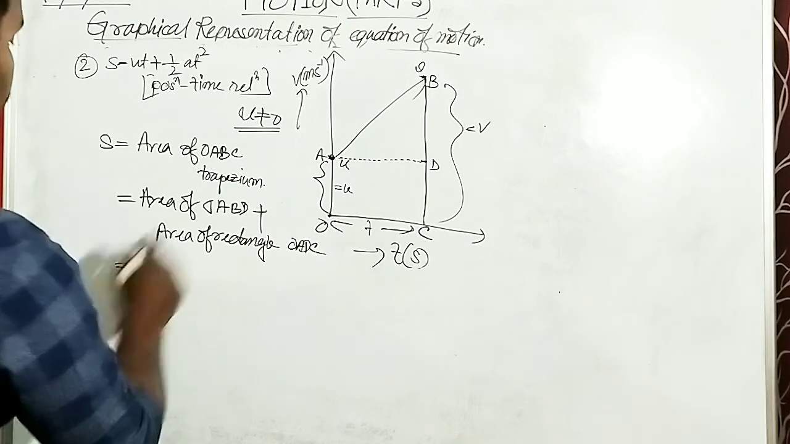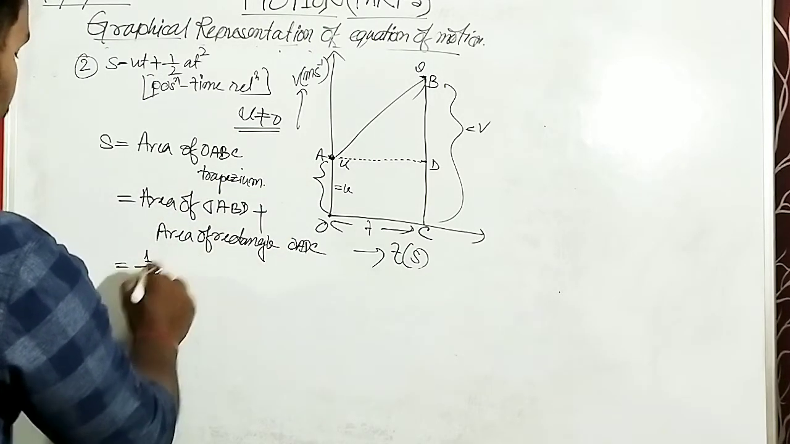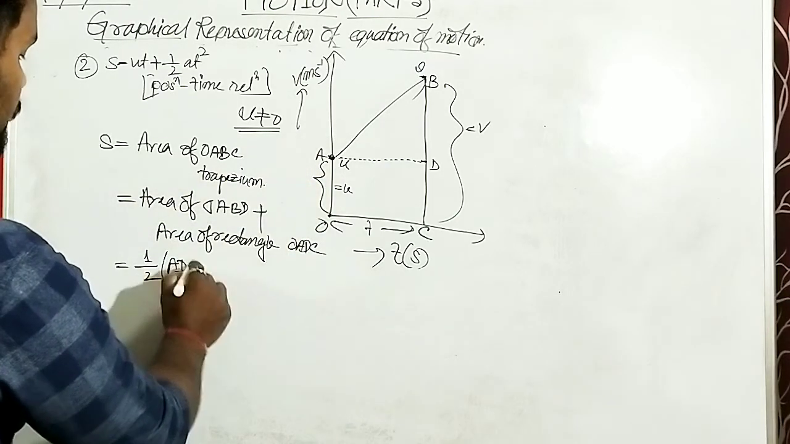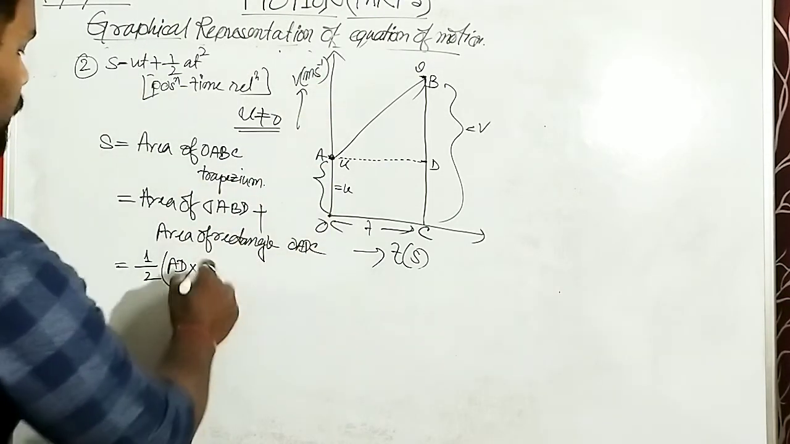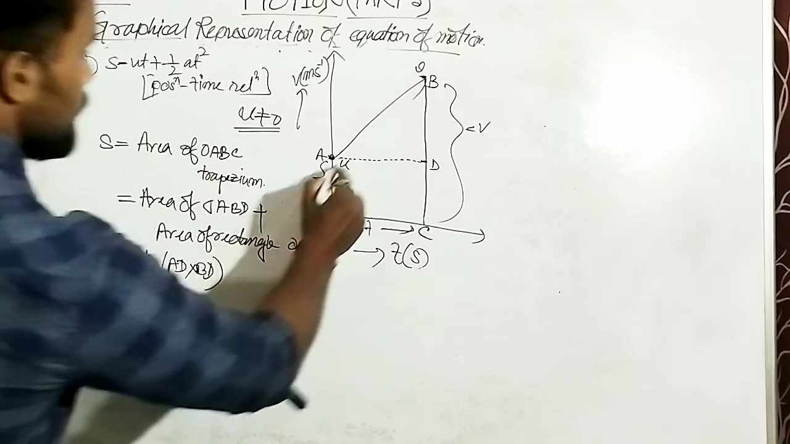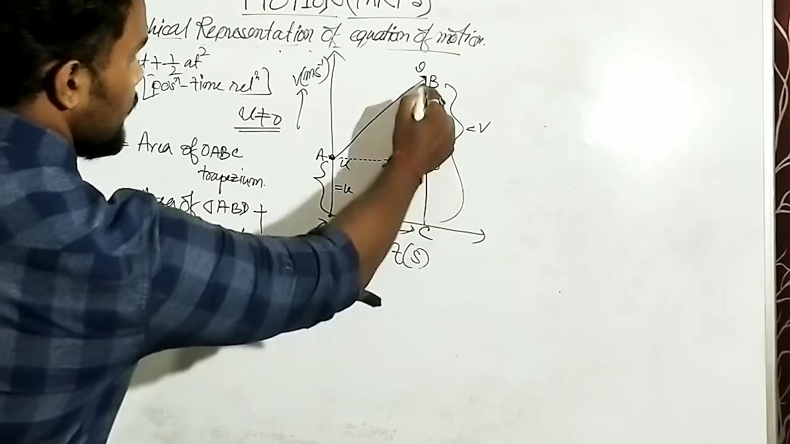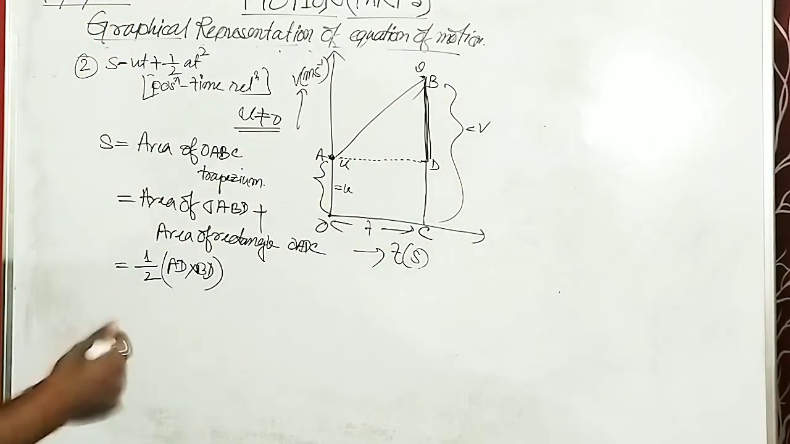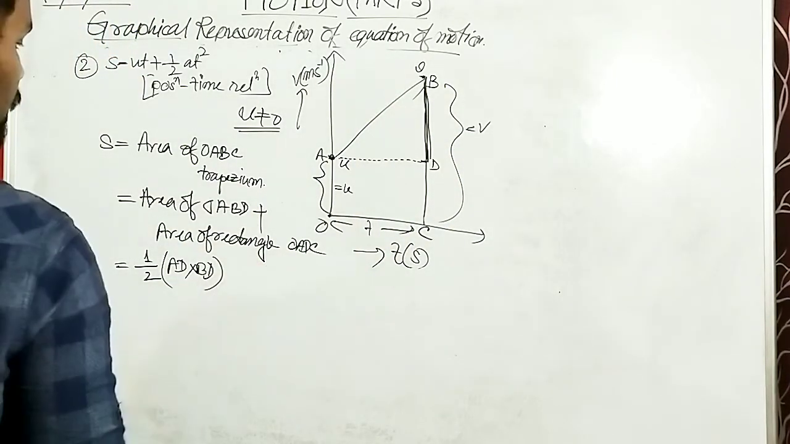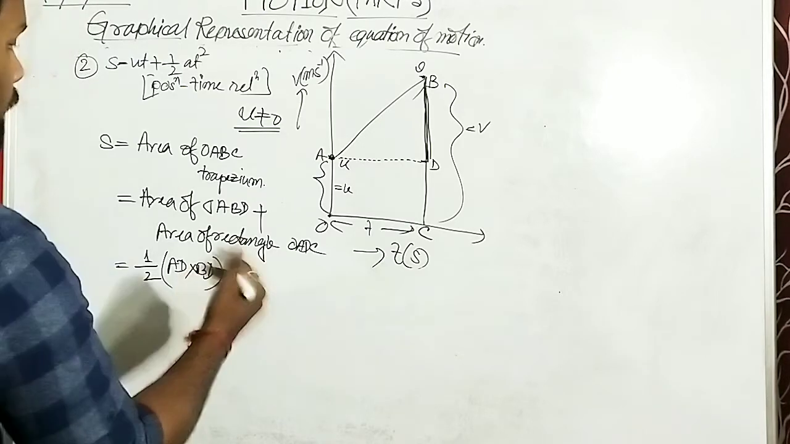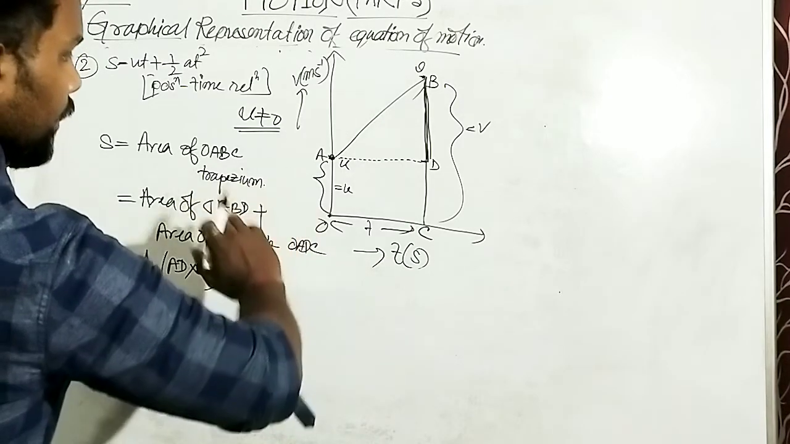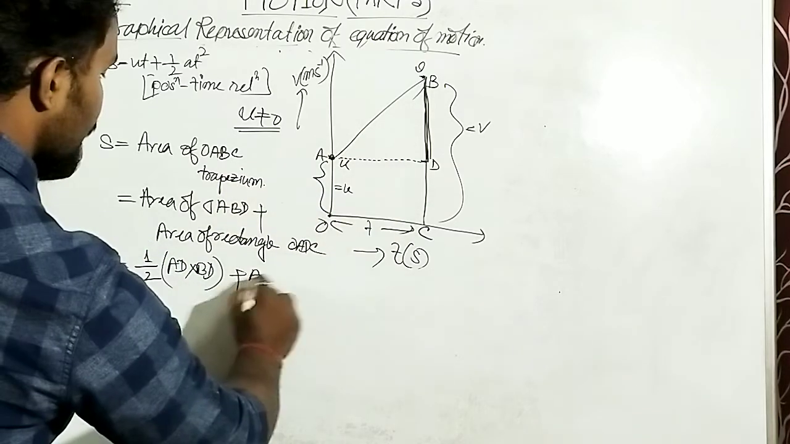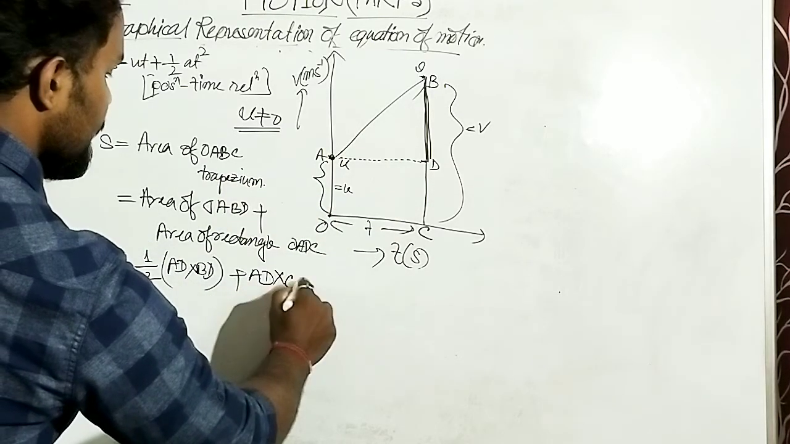Just find the area of ABD. Half of the base, which is AD, into the normal, which is BD. This is the base, this AD, and this is the normal. This is the formula, half base into normal. Now, what is the area of the rectangle? This is quite simple. You can write OC into AO, or you can write AD into DC.